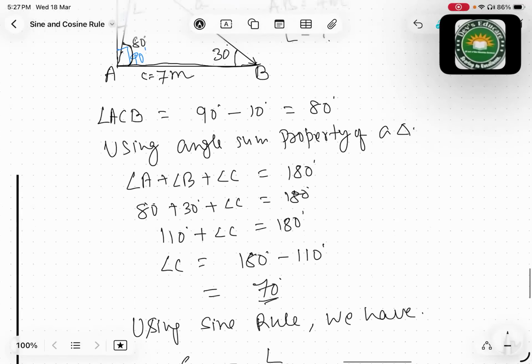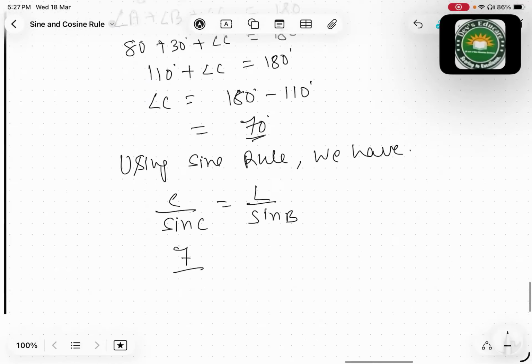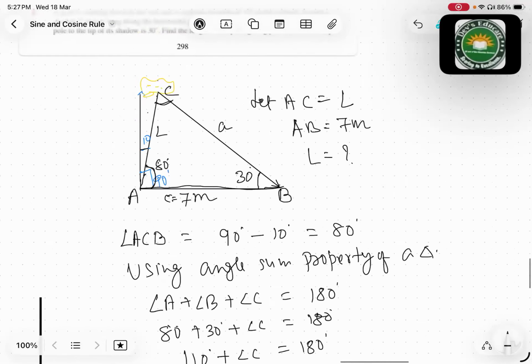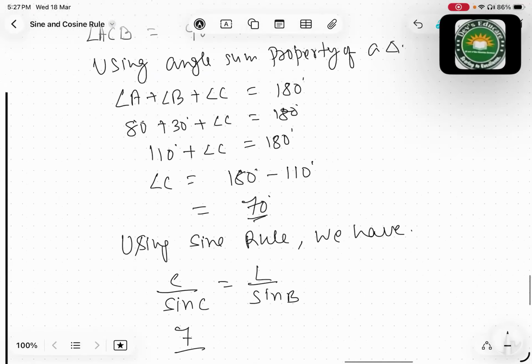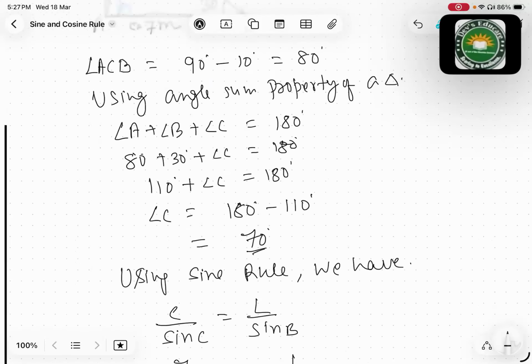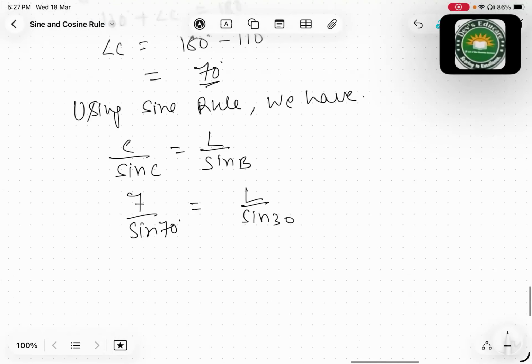Length of AB is 7 meter. So 7 over the sine of the opposite angle, sine C, and C is 70 degrees. So sine 70 degrees equals L over sine B, and angle B is given as 30 degrees, sine 30 degrees. So we need to find L.